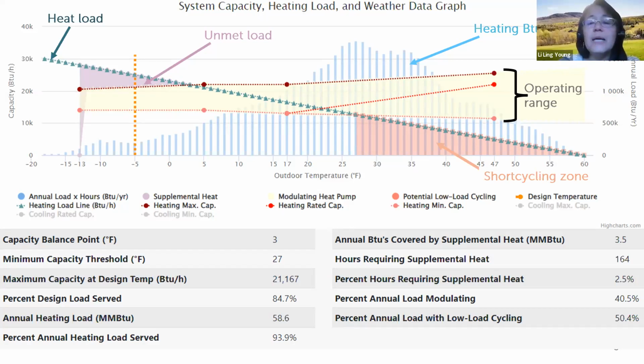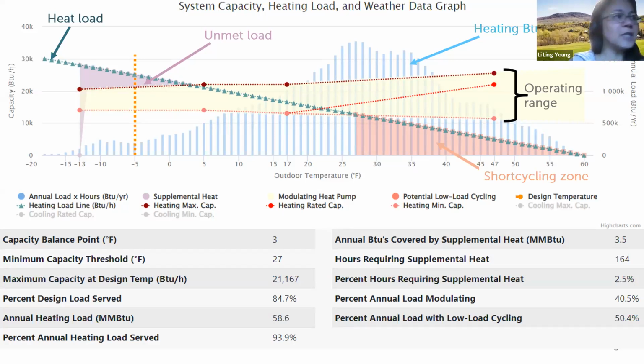It will tell you how much of the heat load is not met. So this is a question of where the capacity of the heat pump is not high enough to meet the demand of the space, the heating demand of the space at the design conditions. So it'll show you how much that is. And if you do some math, you can figure out what the cost of that is.